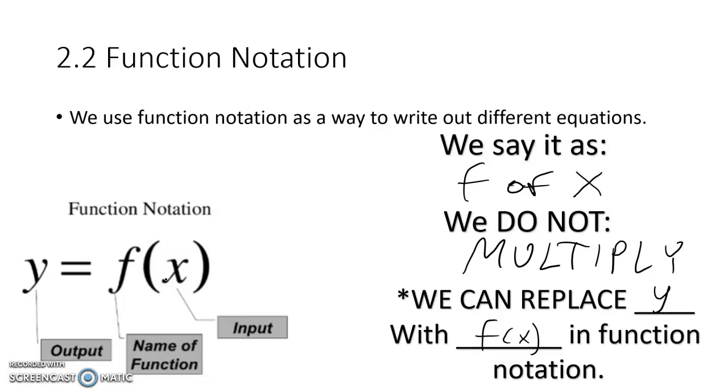Right off the bat, the one thing I want to get into people's heads is do not multiply. A lot of times this x is going to be replaced with a number, like f of 5 or f of 2. A lot of people want to do f times 2. That is not the case. We're not going to multiply. The way we say it is f of x.